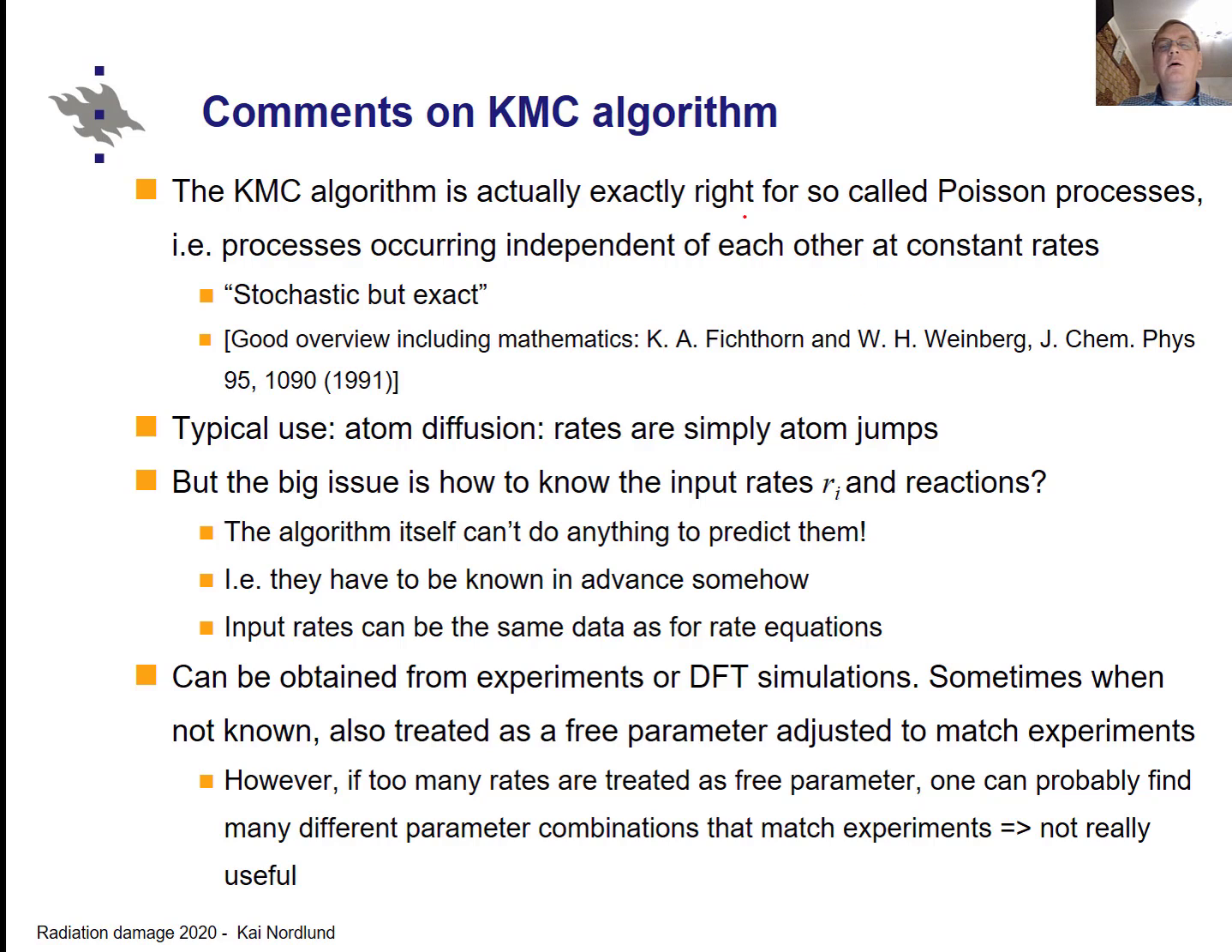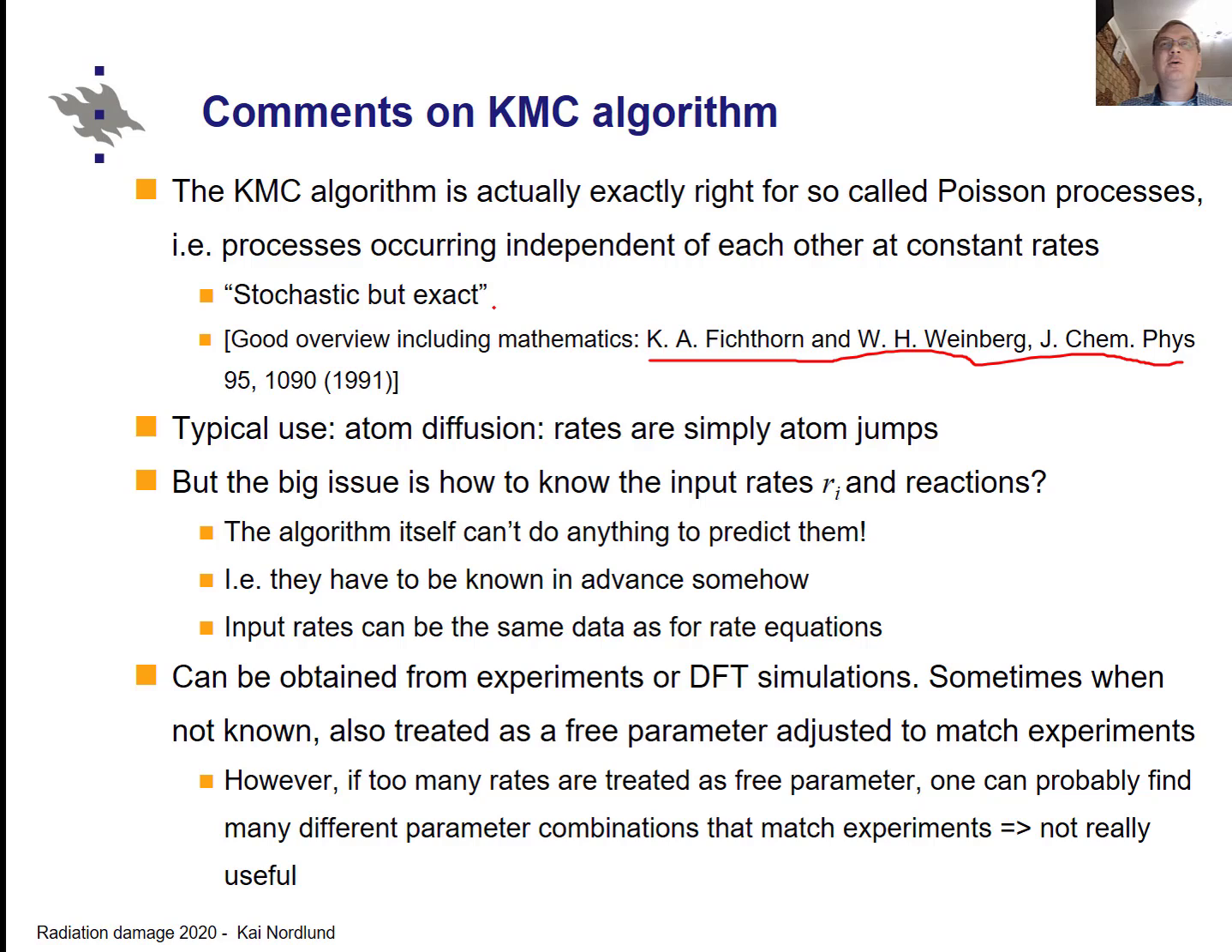So the great thing about the KMC algorithm is that for so-called Poisson processes, that is, processes which occur independently of each other at constant rates, this is actually exactly correct. It's random because it has these random numbers in it, so it's stochastic, but it's still exact. If you're interested in the mathematical derivation of this, you can check this very nice review article of the method.